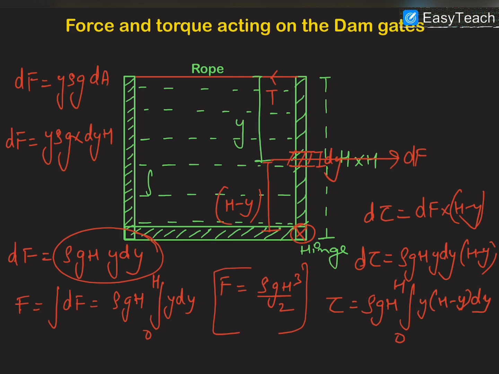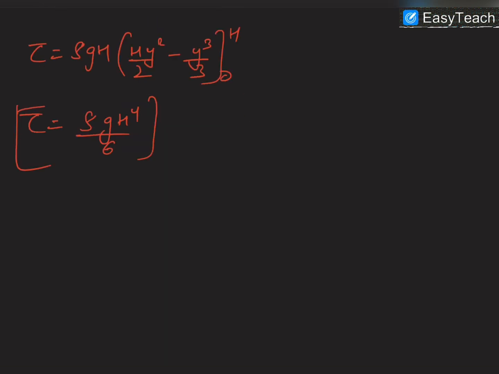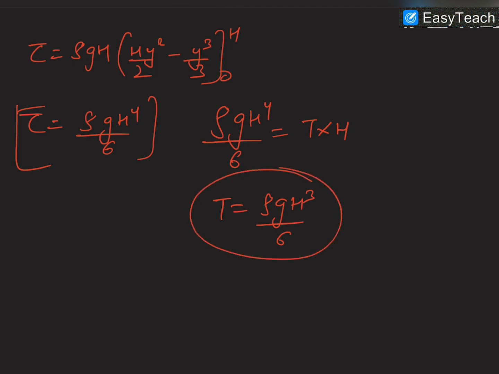And in this case, if we have to find out the tension, then we can say that the torque of tension is preventing this gate to open. So the torque of tension will be T into H. So it would be equal to rho g h to the power 4 upon 6 will be equal to T into H. So T will be equal to rho g h cube by 6. This will be the value of tension.